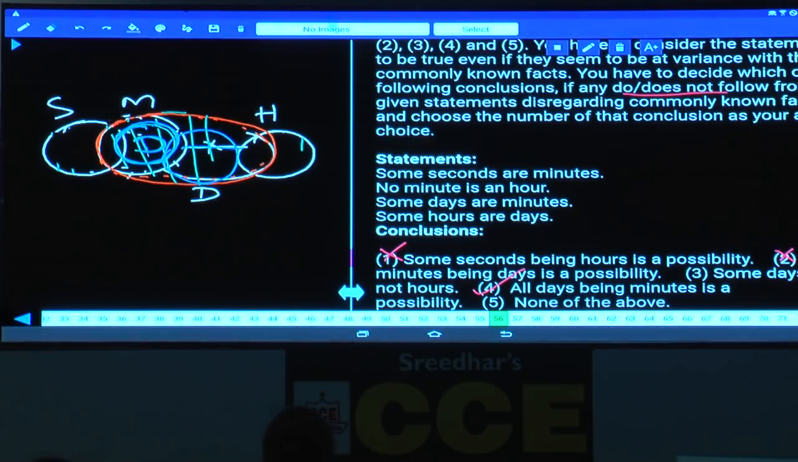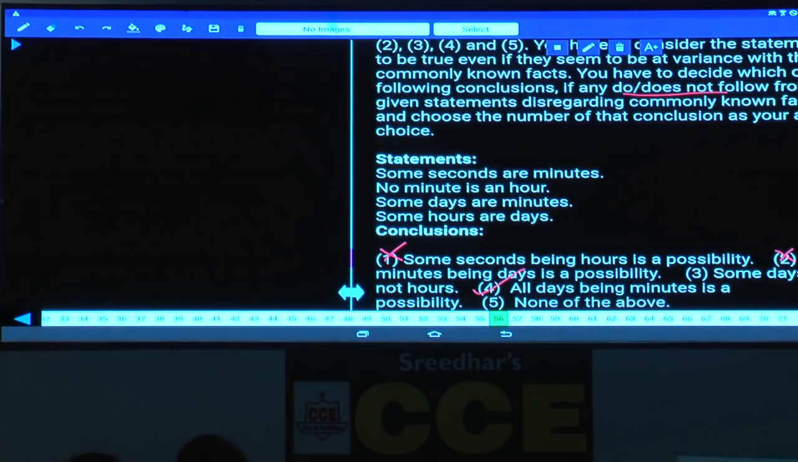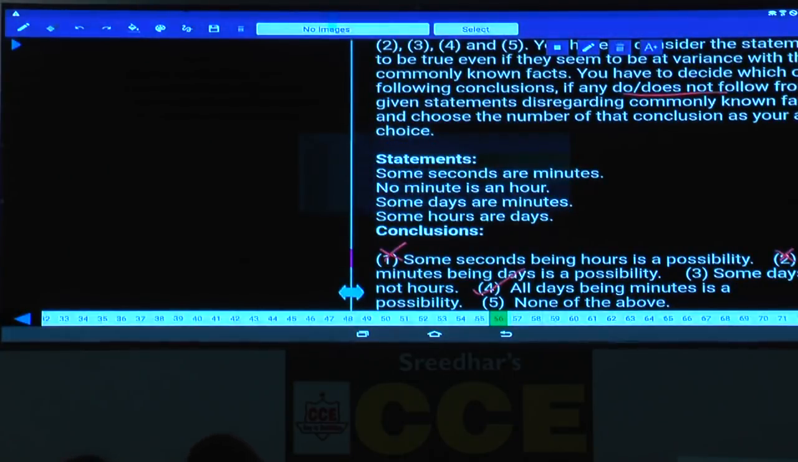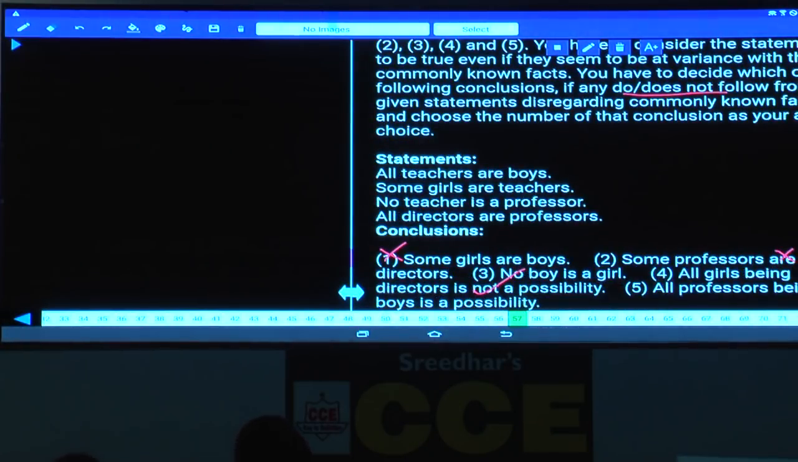Done with this? Now, this is about question number 56. Choice 4 is the answer. Is it done? Then 57. Any answer to this one?